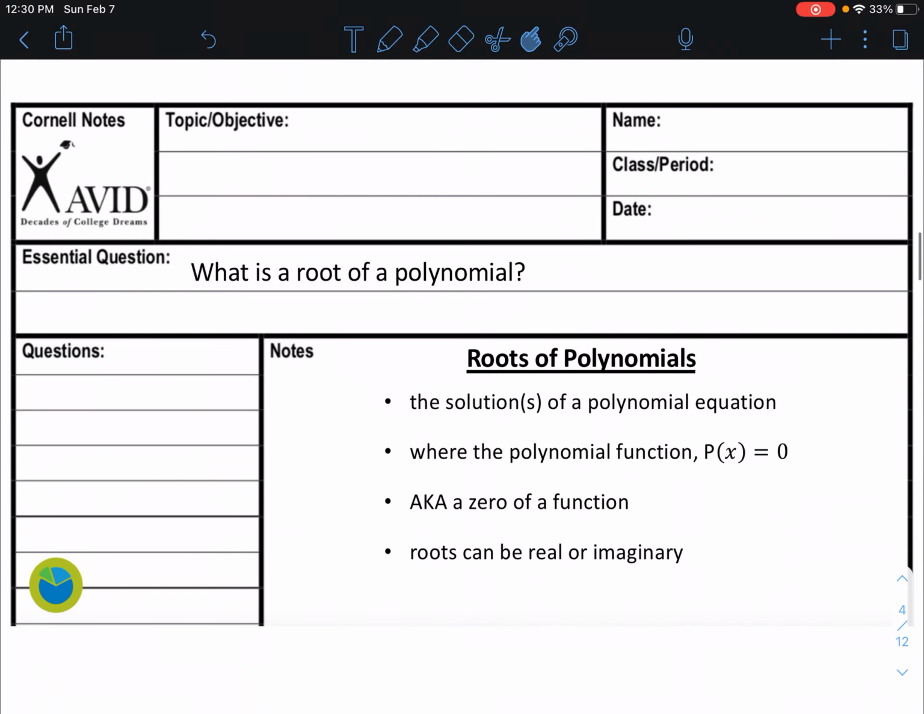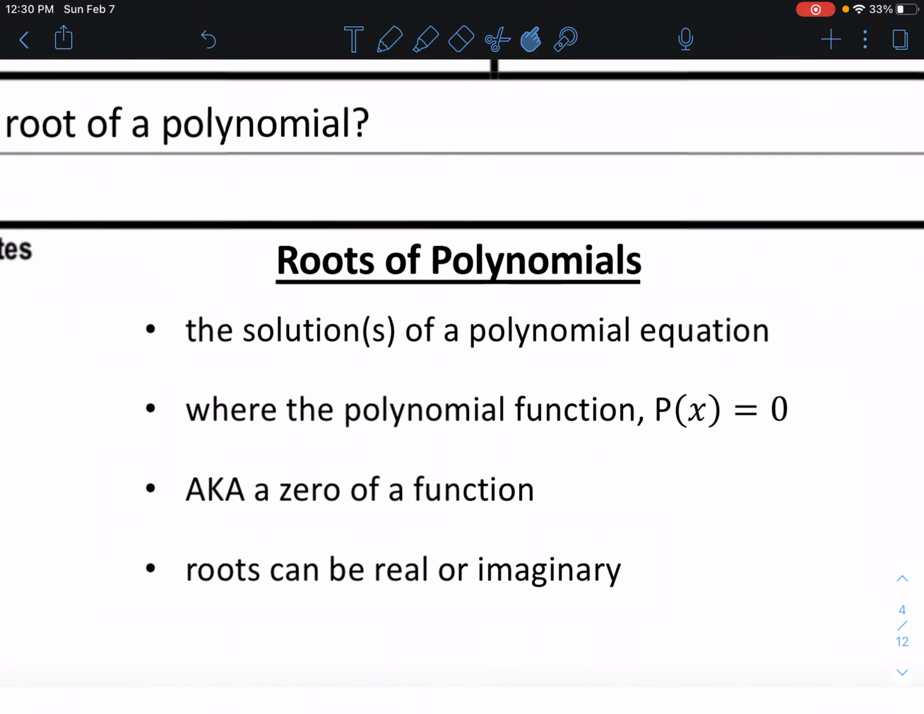All right, what is a root of a polynomial? Simply put, a root is the solution of a polynomial equation. Okay, well, how do we find the solutions? Really, this is going to be where your polynomial function is equal to 0. So therefore, they're sometimes called the zero of a function. Roots can be real or imaginary.